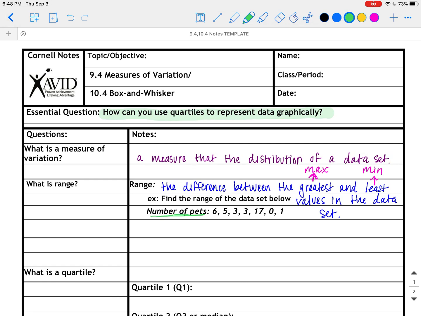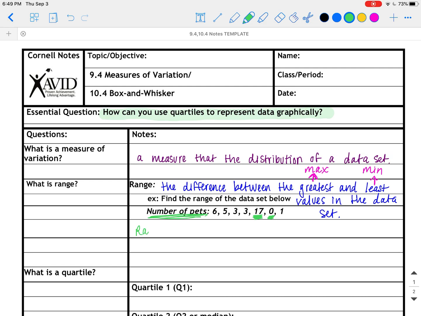So right here in this example, it shows us the number of pets and it gives us some data values. Let's first start off by finding the biggest or greatest value, and then let's find the least value in the set, and then find the difference of them. Remember, you can always put these data values in order if that's easier for you, or you can just pinpoint them from looking at the data set. In this case, I can see that 17 is clearly the largest value. And then right next to it, 0, I can clearly see that that's the smallest value as well.